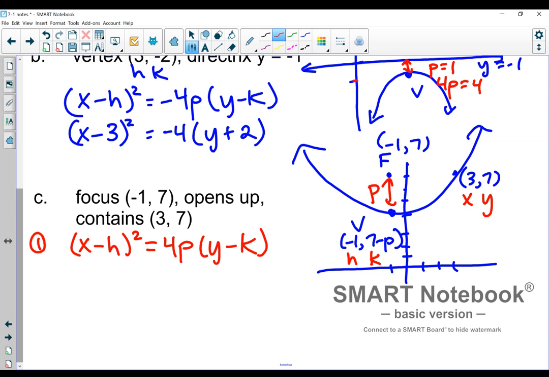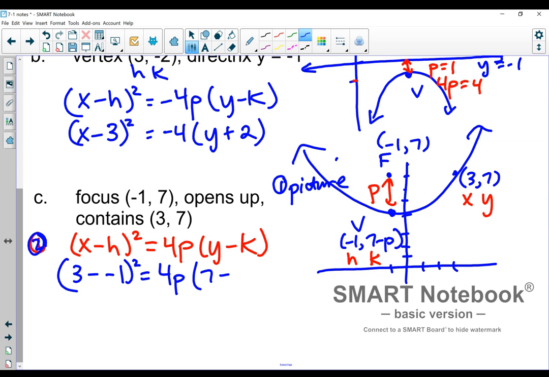So my x on that other point is 3, so 3 minus. So step 2 is going to be substituting everything in. I guess step 1 was really a picture, huh? So step 1, we'll write picture. So step 2 is going to be to substitute. So (3 minus -1) squared equals 4p, and then instead of y, we have 7, minus k, and k is the quantity 7 minus p.